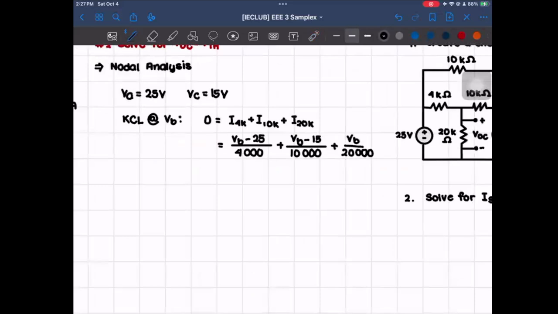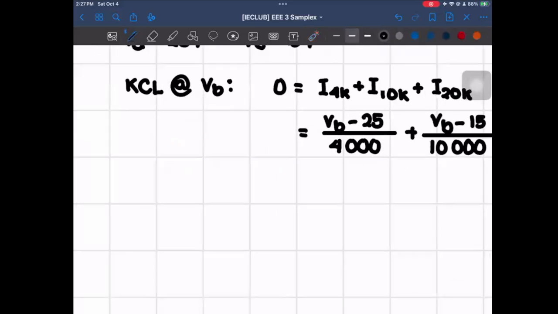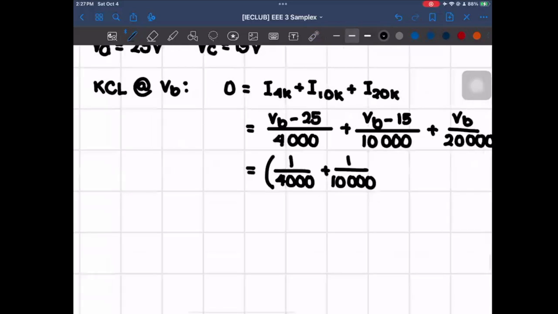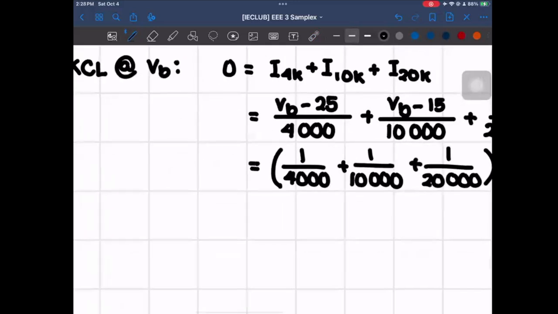Since we only have one variable here, we only have VB, we don't really have anything else. We could actually isolate VB and compute for VB itself already. So if we were to just move it around, we'll end up having 1 over 4,000 plus 1 over 10,000 plus 1 over 20,000 times VB. And then moving all the constants to one side, so that's 25 over 4,000 plus 15 over 10,000.